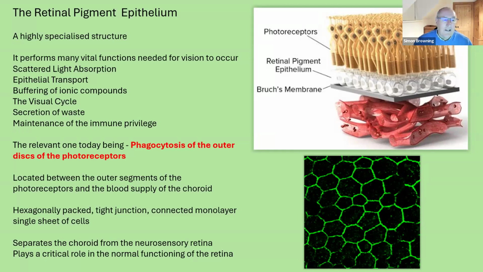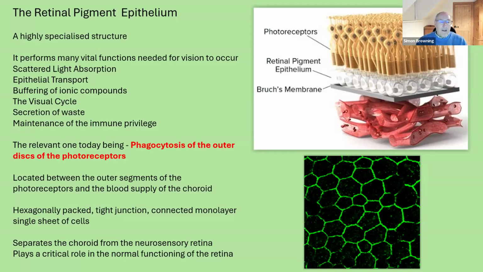So it does all of those things, but today we're going to sort of major on phagocytosis of the outer discs of the receptors, because it is that process that gives rise to lipofuscin, which gives rise to the autofluorescent image that we can see.